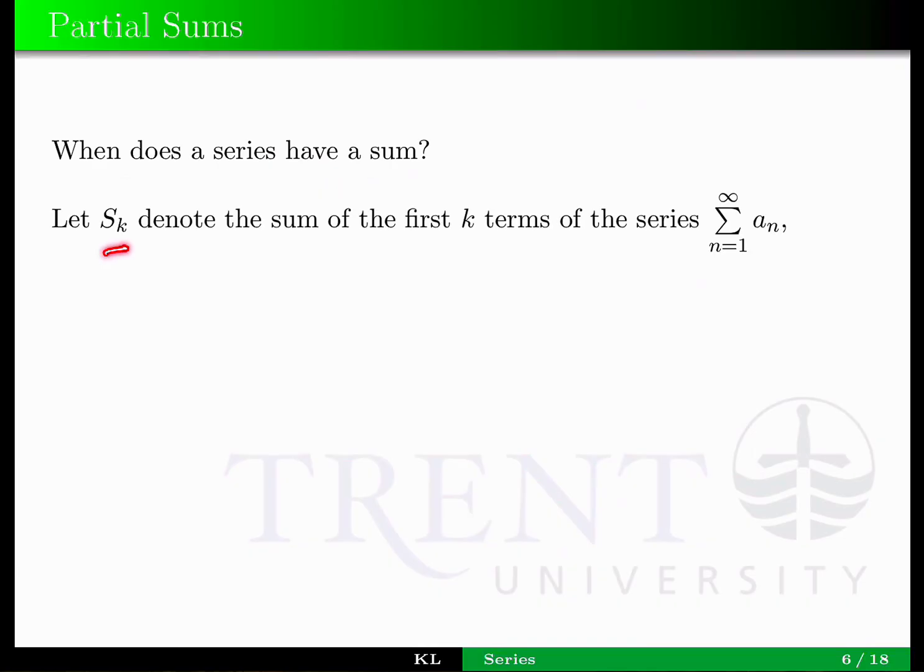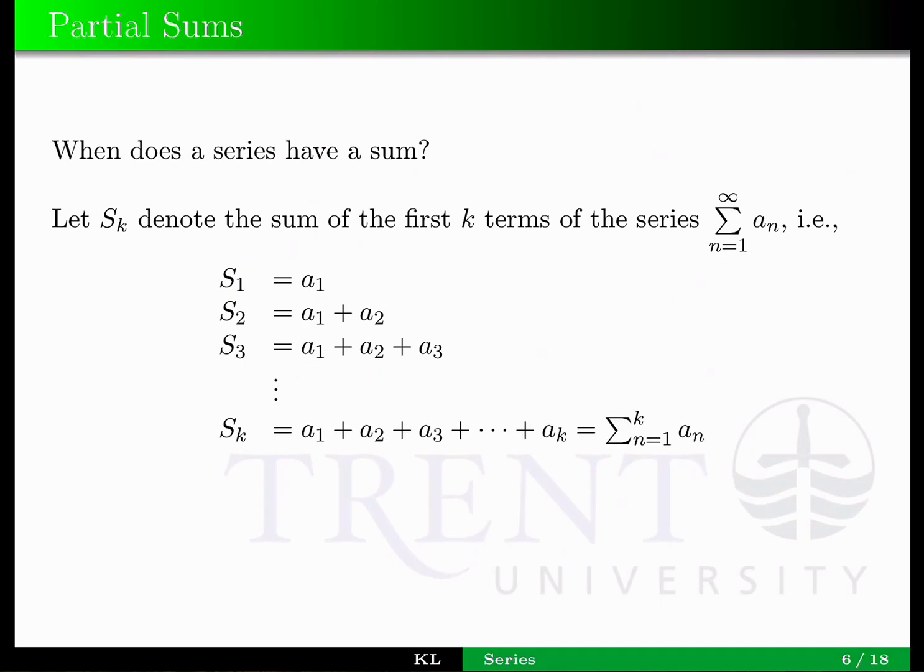Let Sk denote the sum of the first k terms of the series, sum of a_n from 1 up to plus infinity. So this means that our S1 is simply a1, our S2 will be a1 plus a2, we continue, S3 will be a1 plus a2 plus a3, and so on and so forth. So Sk will be equal to a1 plus a2 plus a3 until plus a sub k. Or, compactly, we can write it as the sum of n running from 1 up to k.